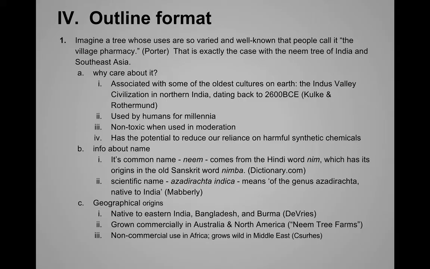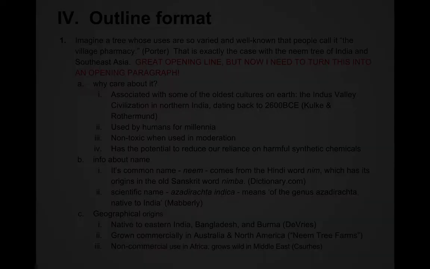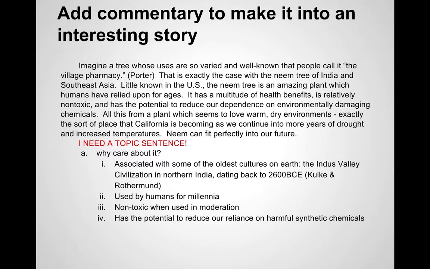So I've included just this first bit of the outline for my paper on the neem tree, and these were the details that I had that I thought would go in the background section. That's why it's got the numeral 1 at the top. Since I've already written out my first sentence, it's a great opening line, but now I need to turn this into an opening paragraph instead of just an opening line.